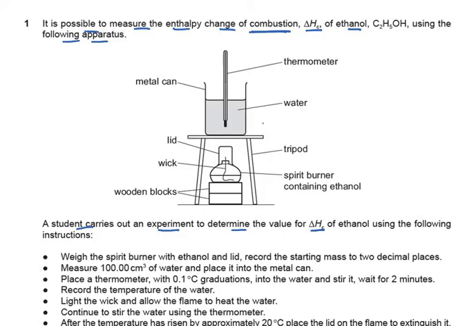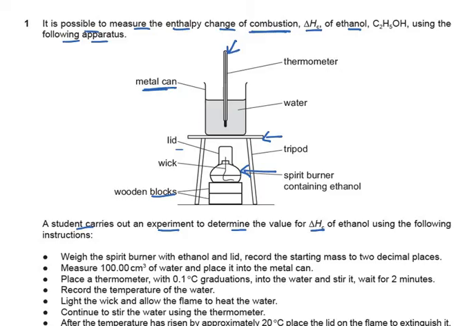Now you must have seen the diagram here. There is a beaker of water with a thermometer dipped in to measure the temperature, and there is a spirit burner containing ethanol and a wick, a wooden block, a lid, and the stand for the whole setup. Here you can see it's a metal can, not a glass beaker. It's a metal can, so it can conduct the heat very easily.